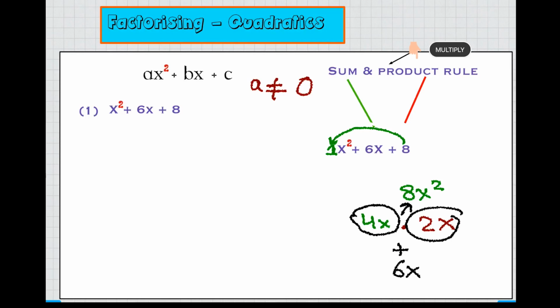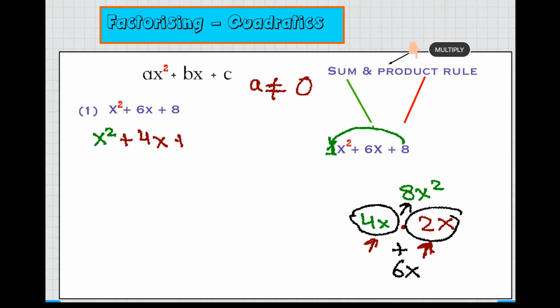So again, I'm going to now solve the question and I'll tell you how you need to write all the information. First, we write x squared as it is. Then after that, you need to write these two terms, which is plus 4x, and that plus 4x is our first term. Then second term, plus 2x.